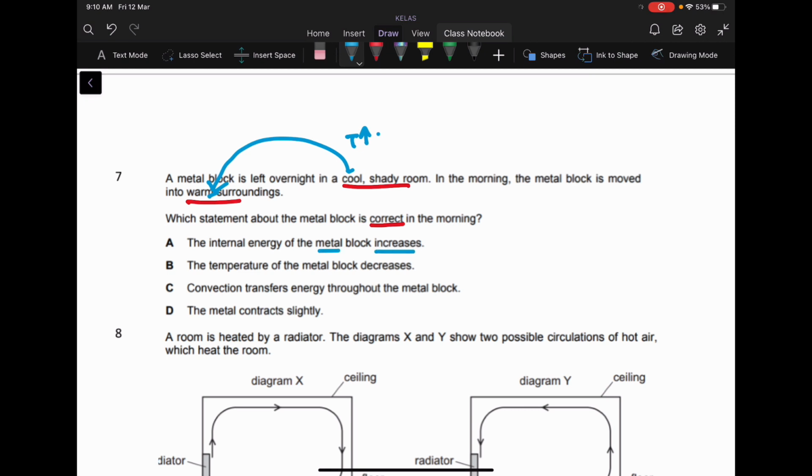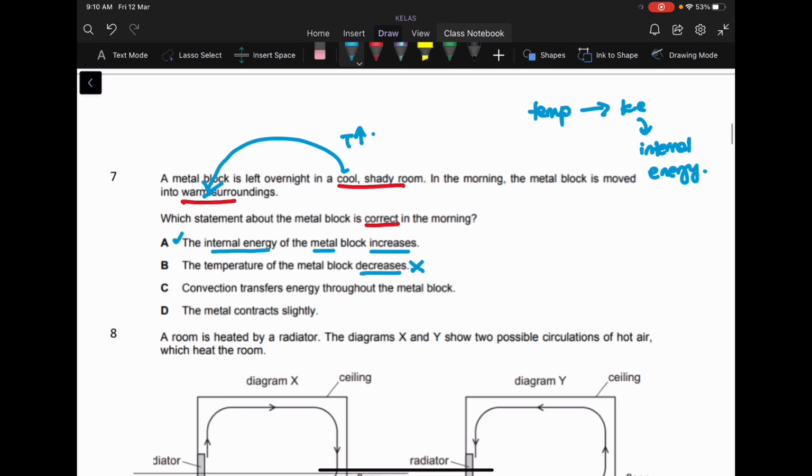Okay, internal energy. When we talk about temperature, remember, temperature is related to kinetic energy. And kinetic energy is when we talk about internal energy of the particles. So, okay, A looks good. Now let's just check B. The temperature of the metal block decreases. Decreases is wrong because we move it to a warm surrounding.